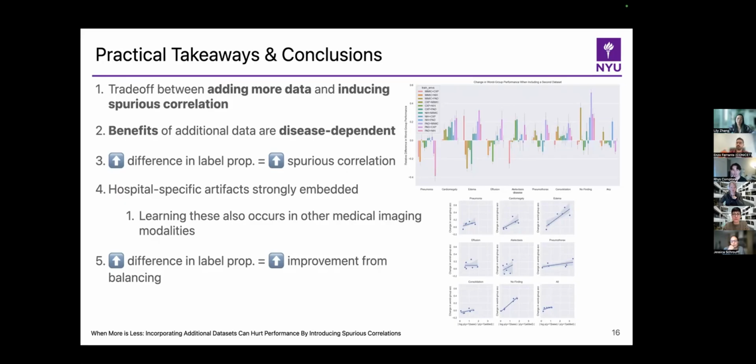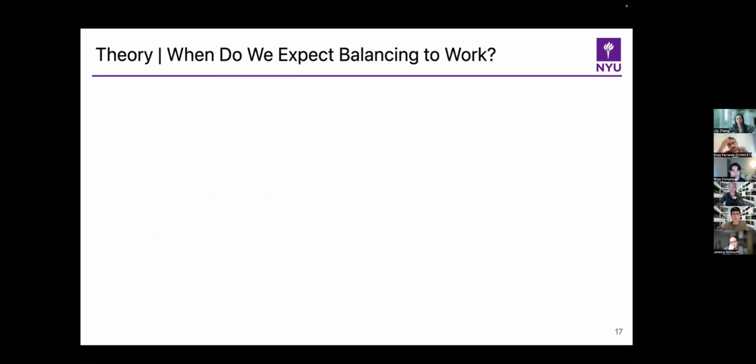And finally, looking at a way to fix this with balancing, we find that the greater the difference in label proportion between your two data sets that you're combining, the greater chance of improvement that you'll get from actually applying the balancing, as this is closely tied to number 3. So just to provide a little more theory, I'll pass it over to Lily to talk about when we expect balancing to work. Thanks so much, Rhys.